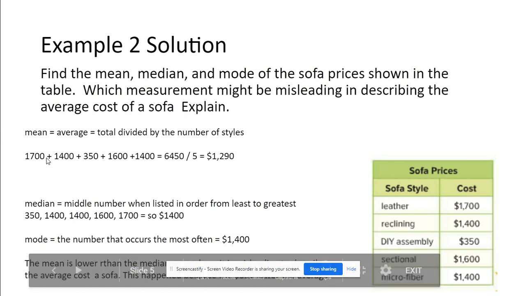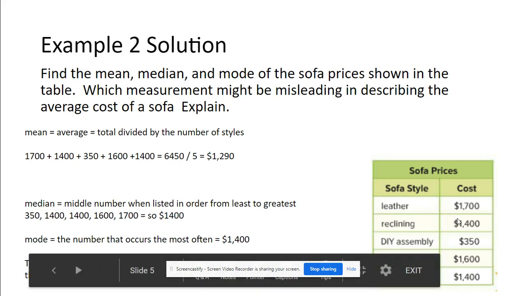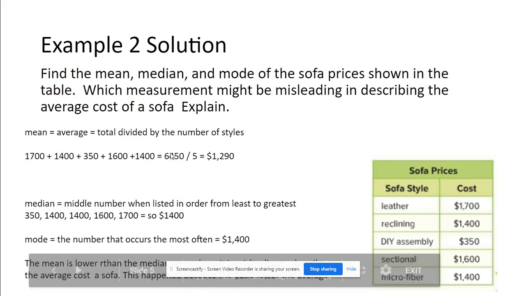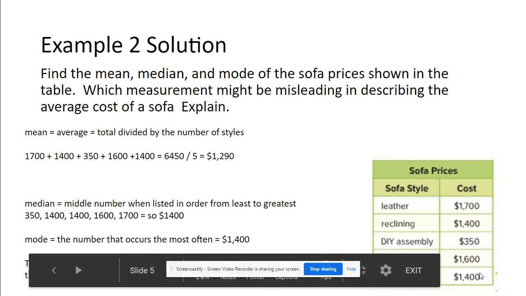So I added up 1700, 1400, 350, 1600, and 1400. That gave me 6,450. That's all 5 types of sofas added together. And then I divide by 5. So that means the average price of a sofa is $1,290.